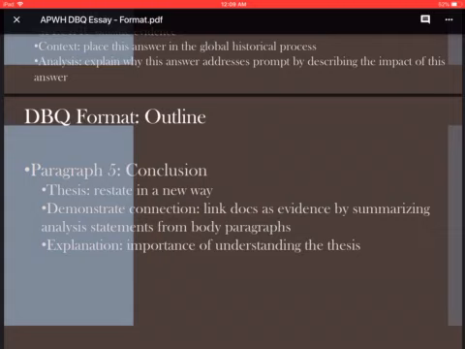All right, this was the module for the DBQ format. This is the outline that you need to follow when writing your DBQ essay.